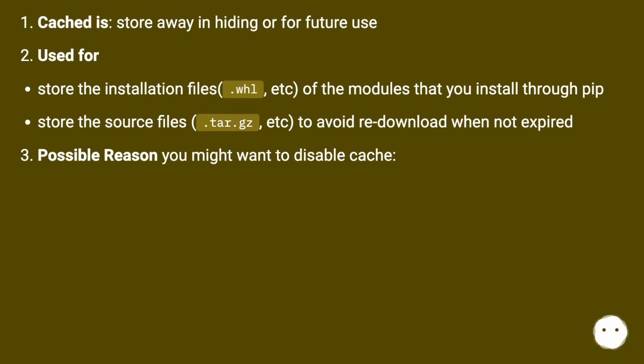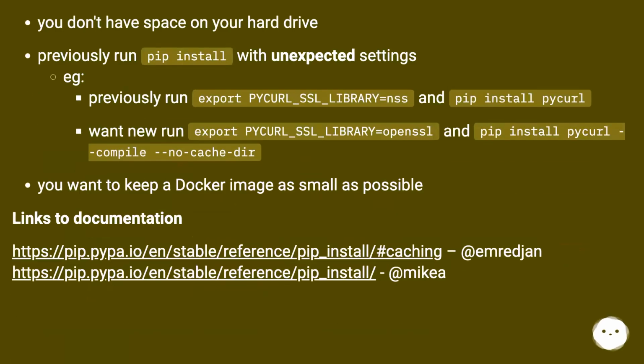Possible reasons you might want to disable the cache: You don't have space on your hard drive. You previously ran pip install with unexpected settings, e.g. previously ran export PYCURL_SSL_LIBRARY=nss and/or pip install pycurl. Now you want to run export PYCURL_SSL_LIBRARY=openssl and/or pip install pycurl --compile --no-cache-dir. You want to keep a Docker image as small as possible.